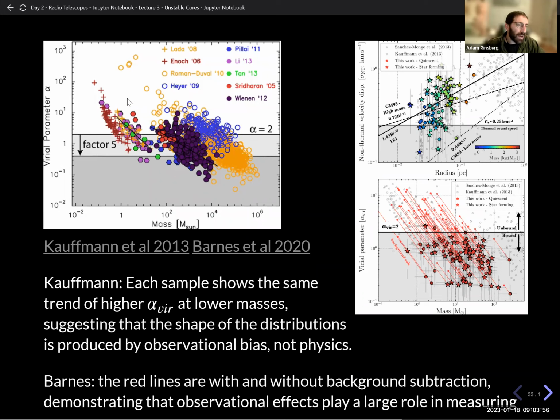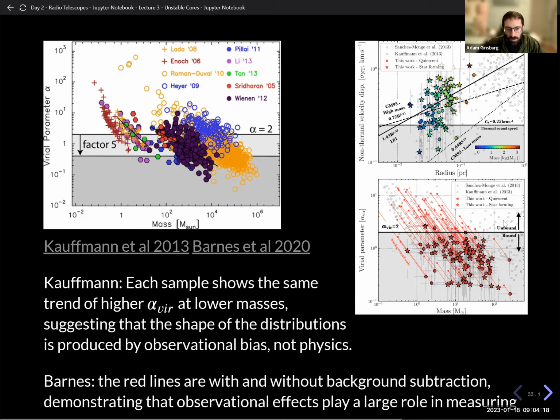Unfortunately, what they're pointing out is that there's this trend whenever you observe virial parameters that sort of means that we're probably not really measuring the right thing here. This is the sort of trend that you wouldn't really expect to occur based on the physics we understand.